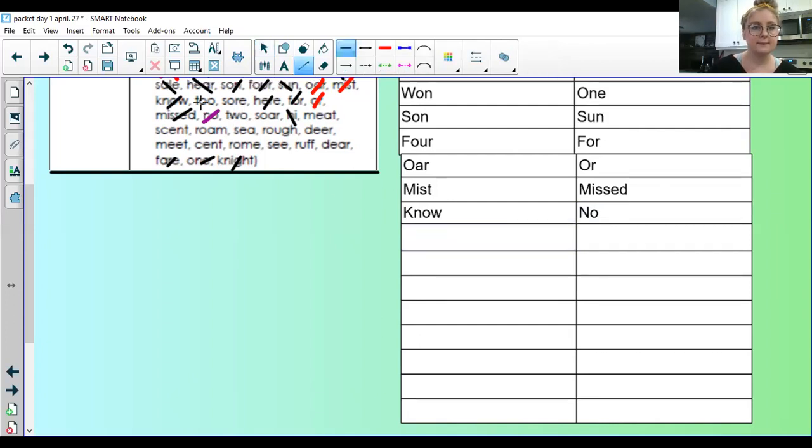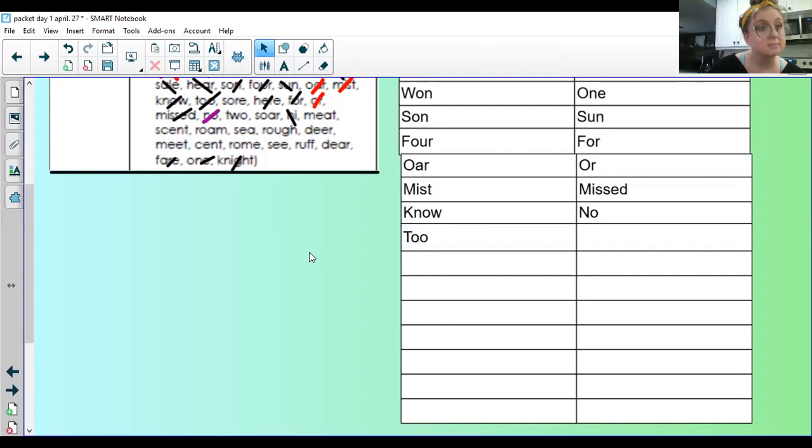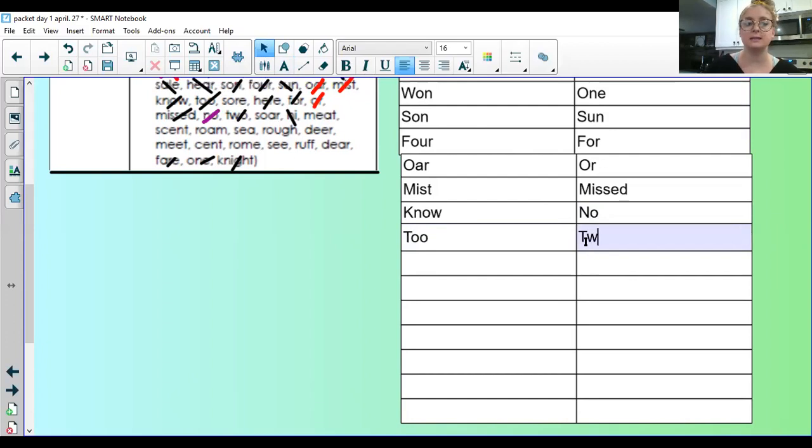Then we have the word too, T-O-O. It's like when you say to mom or dad, can I come too? Like, can I come with you as well? The other two is like the number. Just like what we said when we write words in word form, we would spell it out T-W-O.